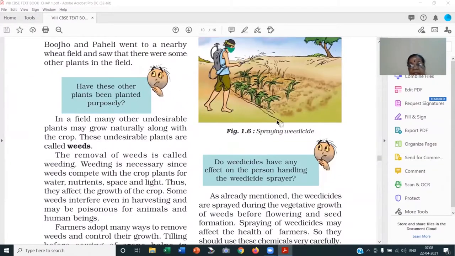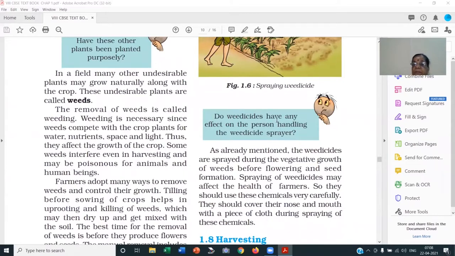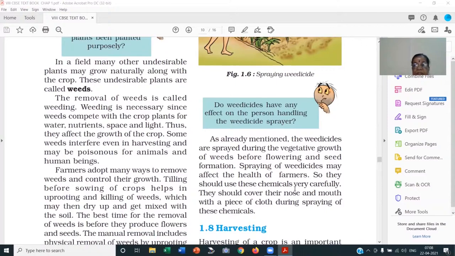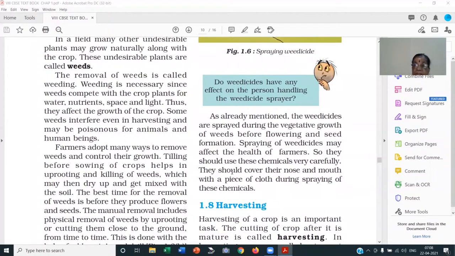At the same time, one should be very careful. The person spraying the weedicide should be careful, because weedicides are sprayed during vegetative growth of weeds, before flowering and seed formation. Spraying of weedicide may affect the health of the farmer, so they should use chemicals very carefully and cover their nose and mouth with a piece of cloth or a mask during spraying.